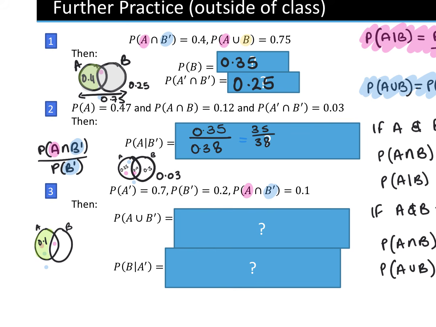Okay? The probability of not A is 0.7. So that must mean that this and this is 0.7. So these two must add to 0.3. So this, the intersection, is 0.2.